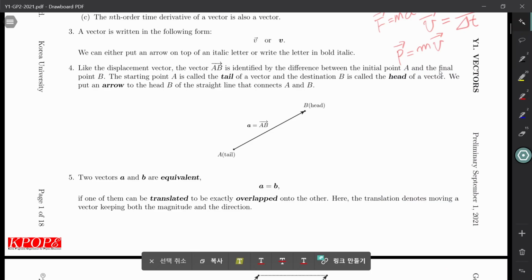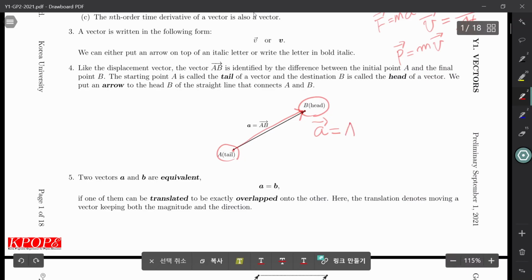If we express a vector, we use a character and put an arrow on top of it, or sometimes we use a bold-faced or italic letter to represent the vector. If we draw a vector from the starting point to the end point, we connect the two points with a line and put an arrow on. We call the start the tail, and the final destination is called the head. A vector A is sometimes written from the starting point to the end point B, with an arrow on top.